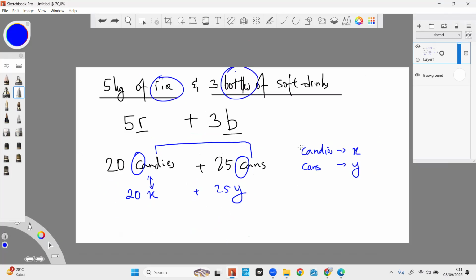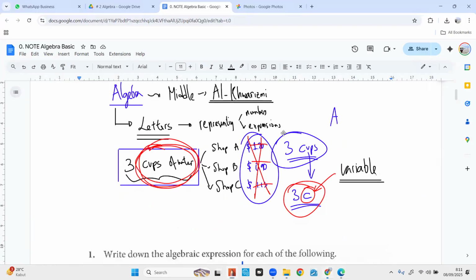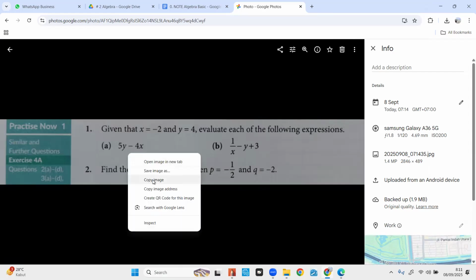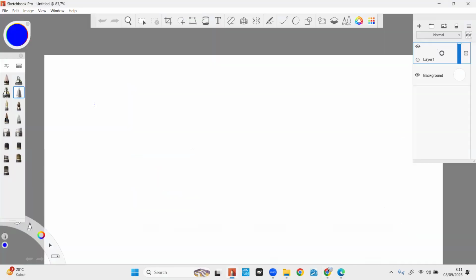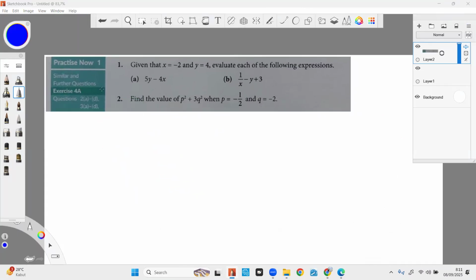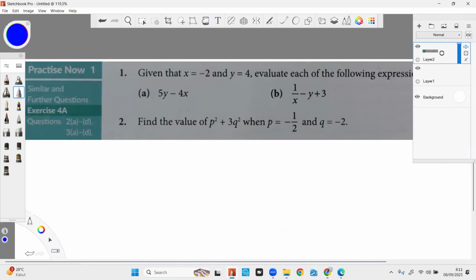Now, from this idea, we learn and we know that some variables can be added up easily and some variables cannot. Let's see the photos here. So it's given, for example, Practice Now 1. Let's do this together. I give you one example and then you do the other. Now, for number 1, it's given that x equals -2. Practice Now 1 in your book is on page 98.